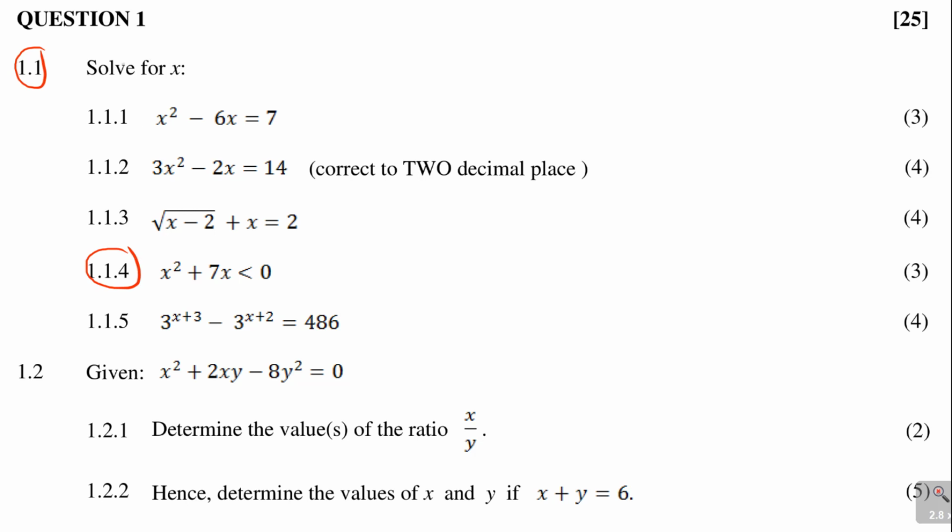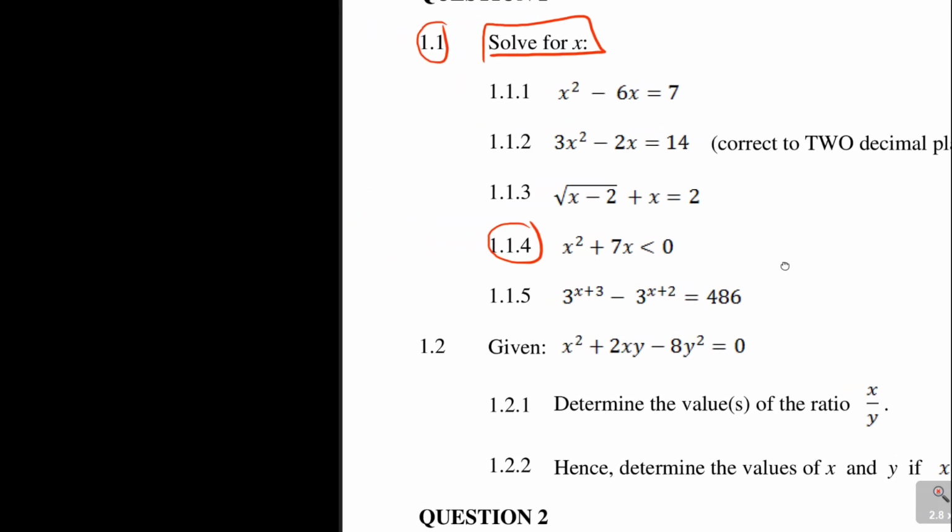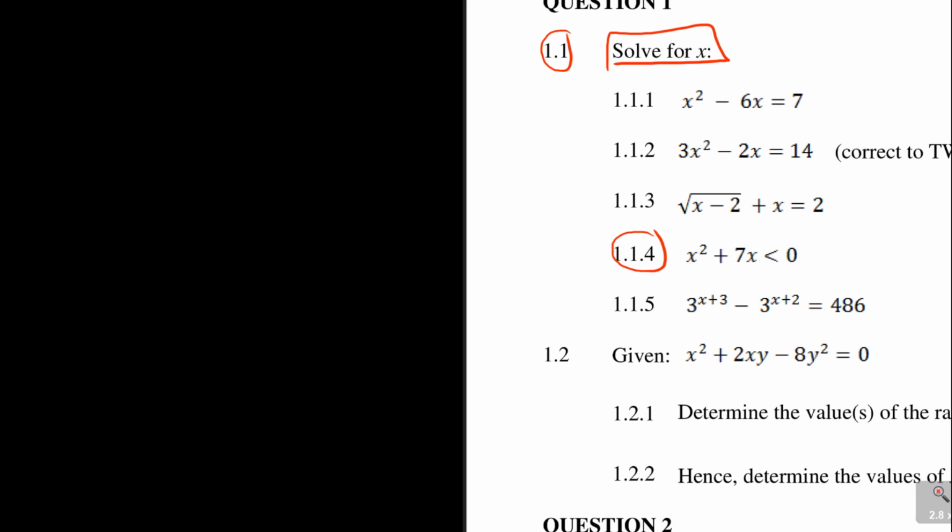We are still looking at algebra, which says we need to solve for x, and this question is 3 marks, so it's not much demanding. So how do you go about this? Look at this, it's 1.1.4. You are given x squared plus 7x is less than 0. So now you need to solve this.